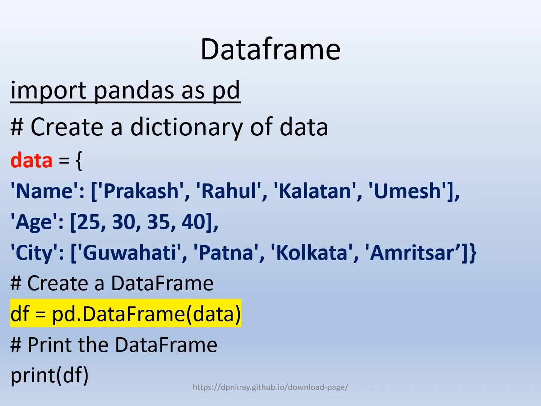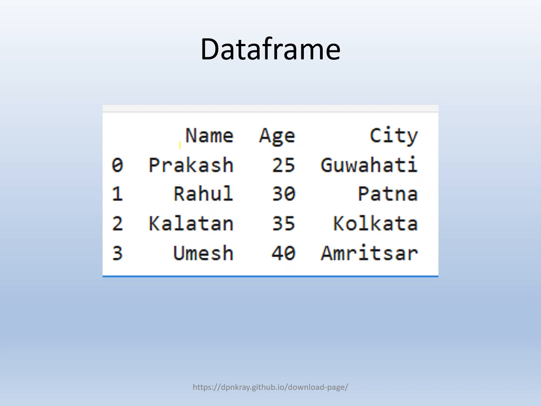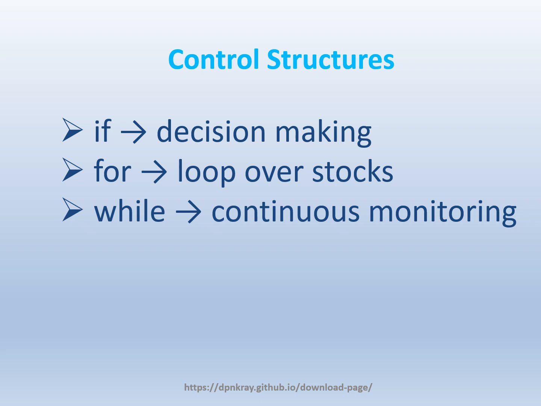Then data frame. Though it does not belong to the core data types, it belongs to Pandas, but it is very useful. Here I have defined a variable data with 3 fields, name, age and city, having 4 values. Then I have converted it to a data frame with the Pandas DataFrame keyword. Then it will look like this: name, age and city with 4 values. Then control structures: if, for, while. If for decision making, for loop over stocks, and while for continuous monitoring.